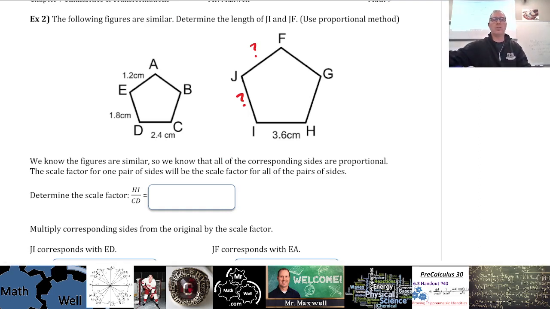Yeah. It looks like this one, DC on this one, and IH on this one. Do you see how those are corresponding sides? All right. So we can find out what the scale factor is here. So let's take HI, which is this one, IH, divided by CD. So that's 3.6 divided by 2.4.